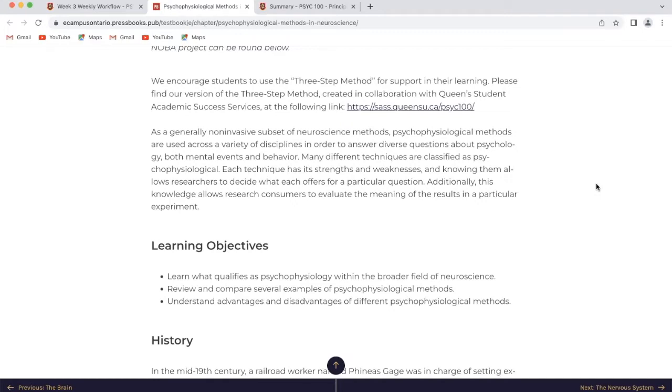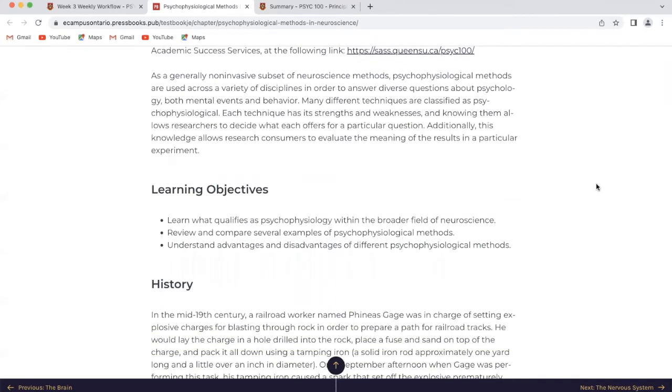Many different techniques are classified as psychophysiological. Each technique has strengths and weaknesses, and knowing them allows researchers to decide what each offers for a particular question. Additionally, this knowledge allows research consumers to evaluate the meaning of the results in a particular experiment.